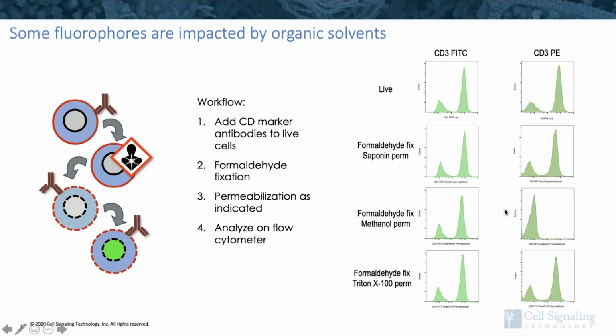This is because PE is a protein-based fluor that's getting denatured by that organic solvent. So you're going to want to make sure, if you do need to use protein fluors, to use them once all of the organic solvents have been washed out of your sample.